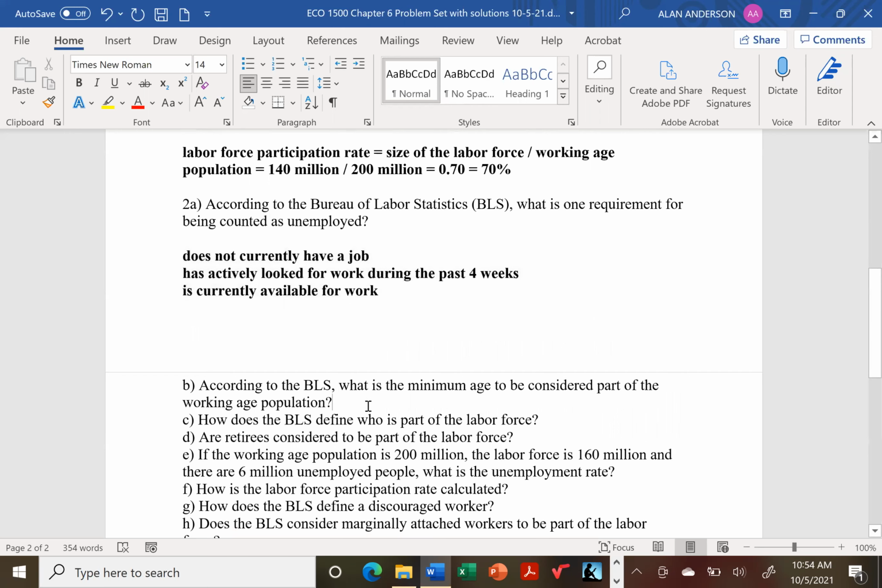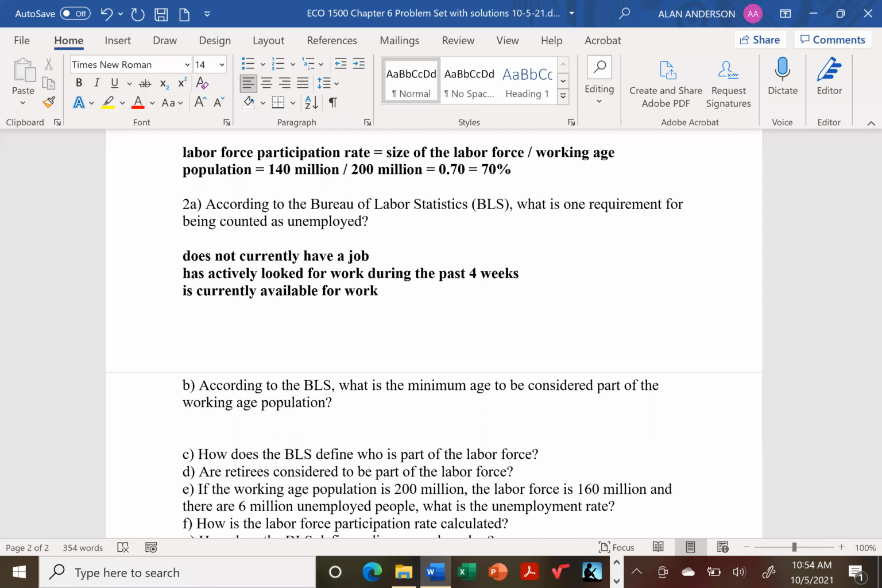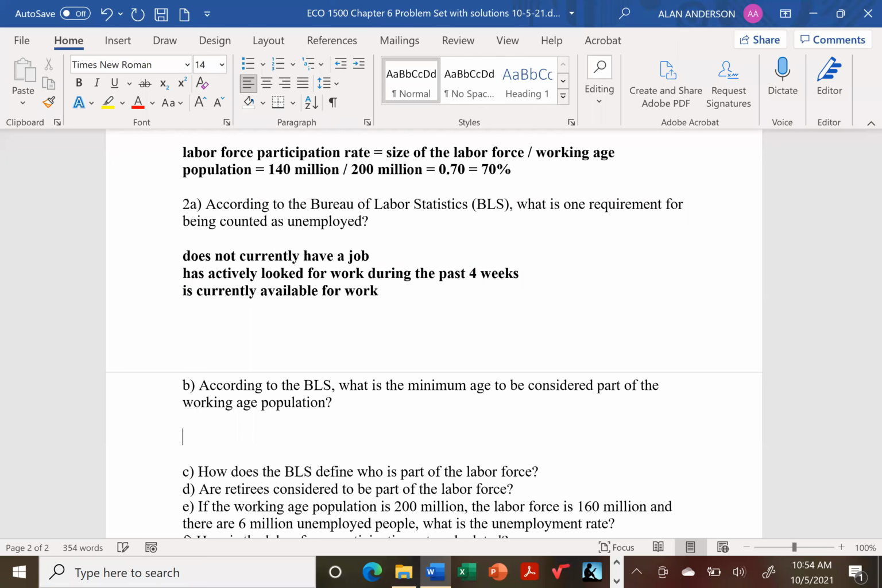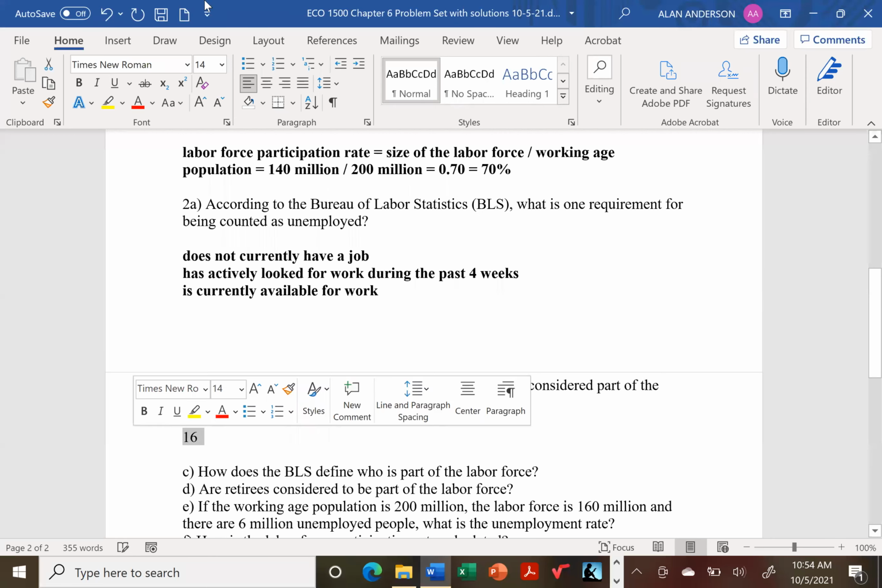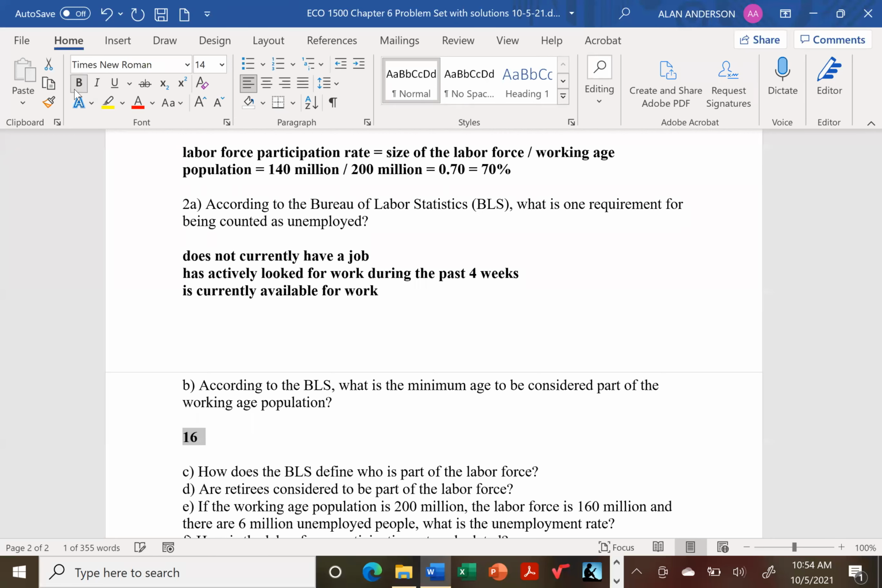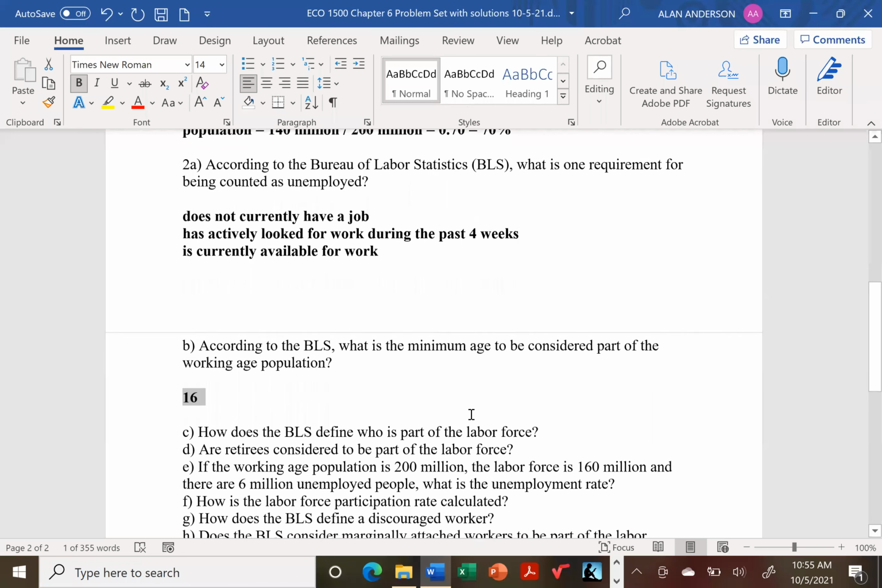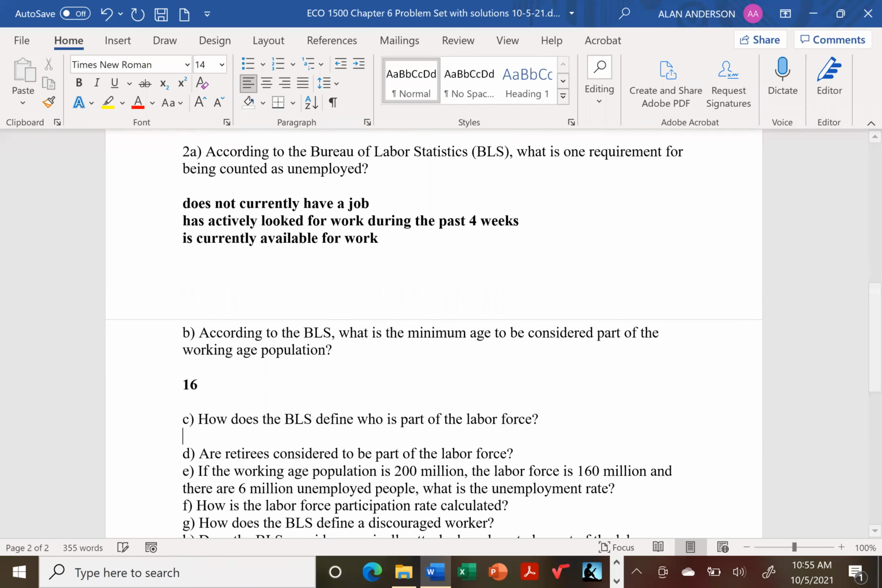All right, part B. Now, the surprising thing here, the minimum age considered to be part of the working age population is not 18, but 16. So I think that's because theoretically you could drop out of high school at 16 if you felt so inclined and start working. Now, of course, by far, the majority of people don't do that.